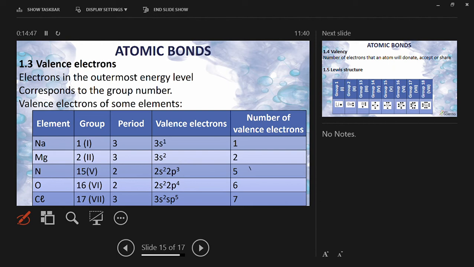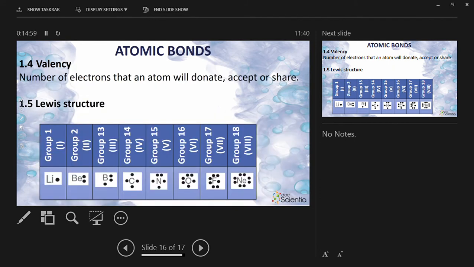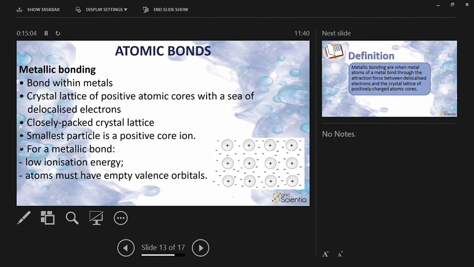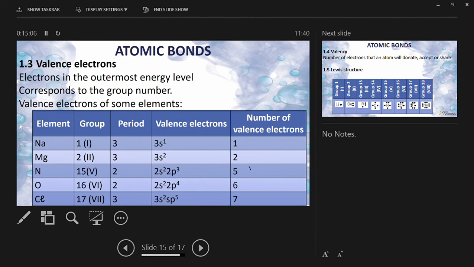Okay, so if we're looking at sodium op jou periodieke tabel, kan julle die afbou diagramme onthou, the afbou diagrams. So you do something like this. The arrows. Yes.